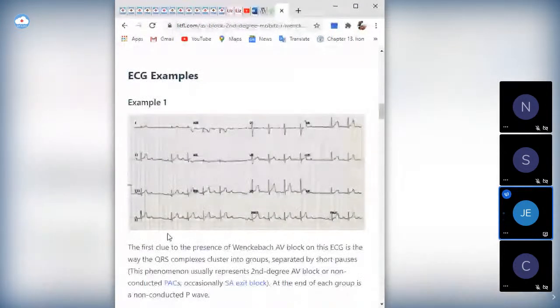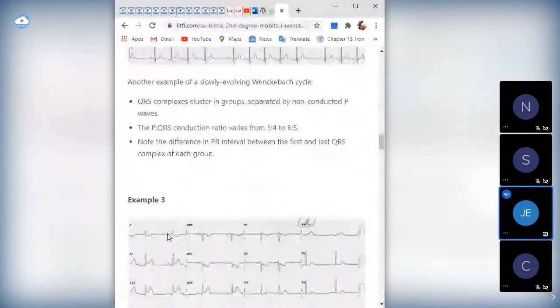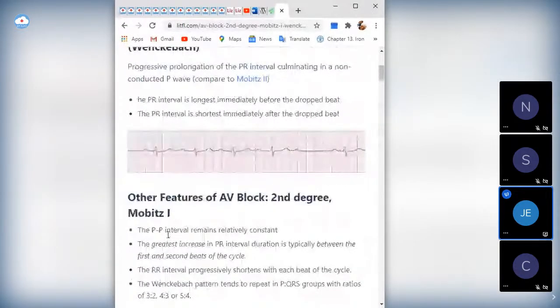We've seen the ECG. I want to see the Wenckebach type 2 or Mobitz type 2.